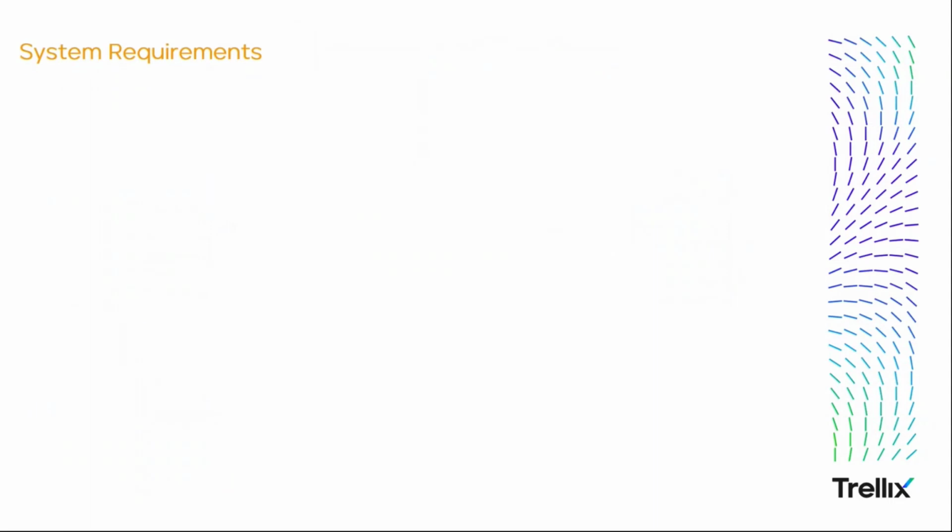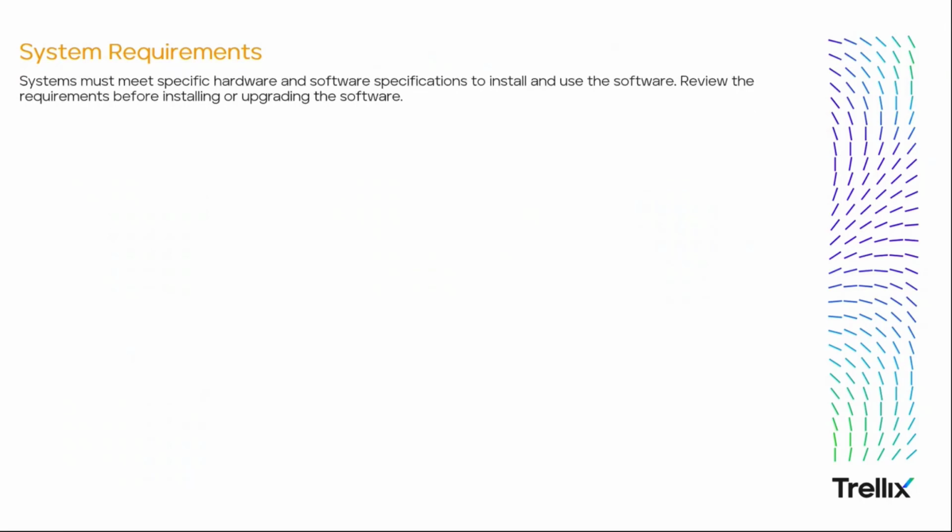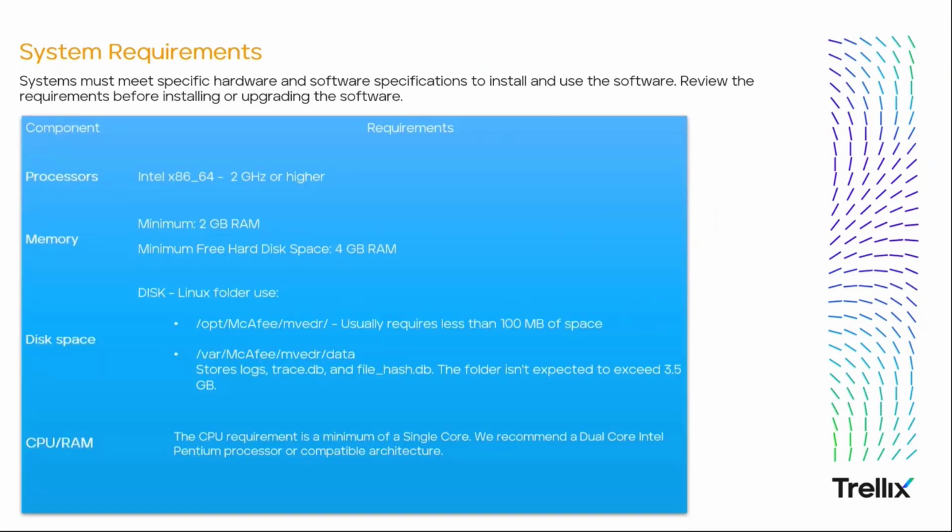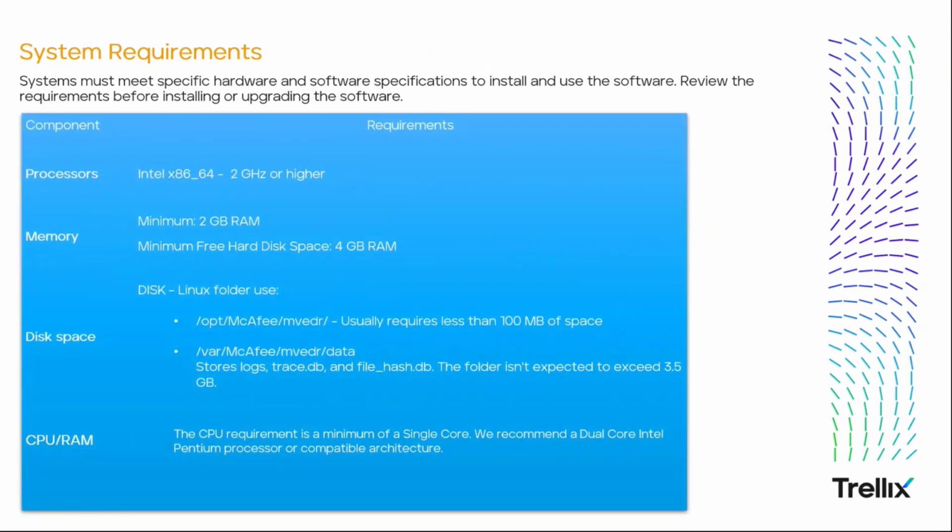And now we can look into the system requirements. Prior to installing the EDR, we have to make sure that the minimum system requirements are met. Here we will discuss the hardware and software specifications that are required to install and use the EDR. When we plan to upgrade the software or to roll out the software in the production environment, these requirements should be reviewed before proceeding.